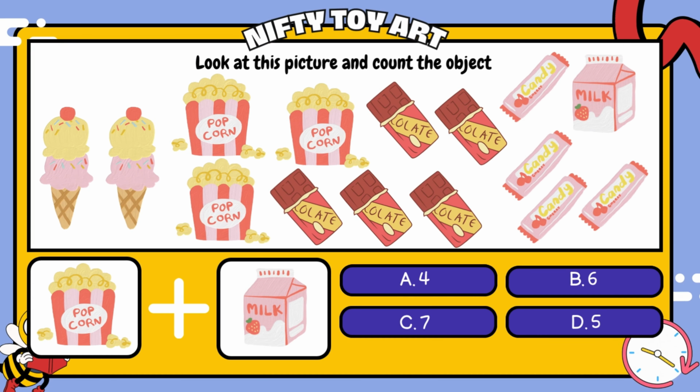I want to take all the popcorn plus the milk. So what is the total number of foods? That's right, 4. I want to take all the popcorn plus the candy. So what is the total number of foods? That's right, 7.